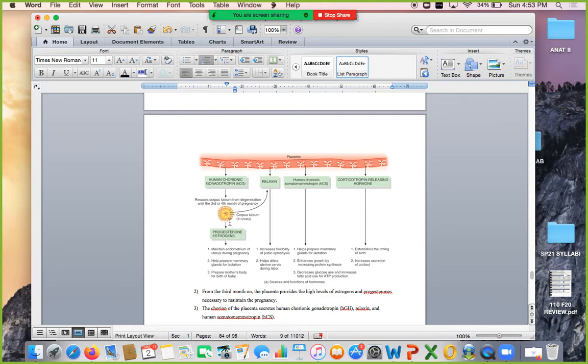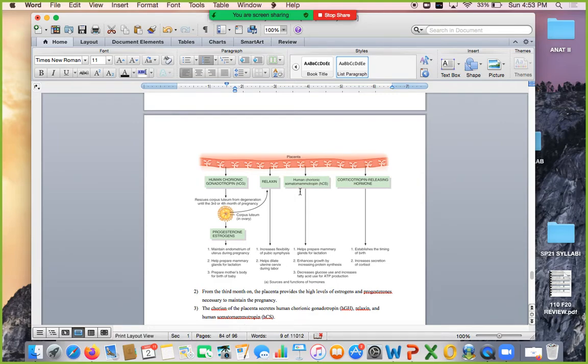And the corpus luteum is going to secrete progesterones and estrogens, which are going to help maintain, it says endometrium, but really it's a decidua now, maintaining that layer in the uterus during pregnancy and help prepare the body for lactation and also prepare for labor and delivery. Additionally, it's going to secrete relaxin, which is involved in flexibility of your joints, including your pubic symphysis, and helps with dilation of the cervix for the labor and delivery.